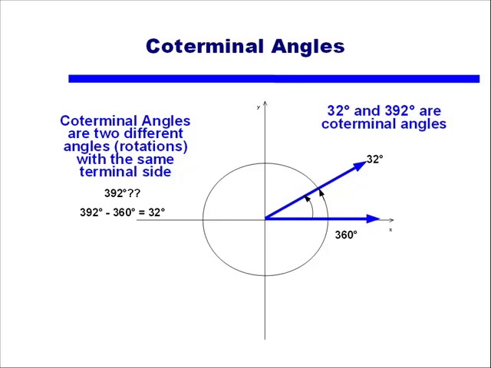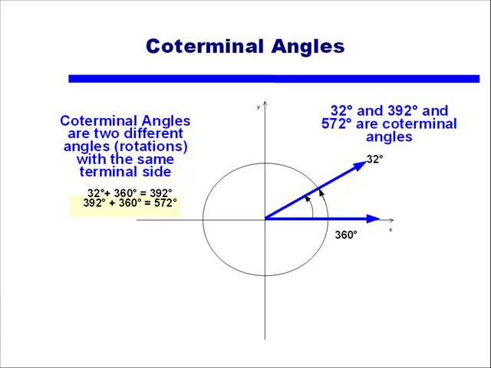They share the same initial side and the same terminal side. So 32 degrees plus a complete rotation of 360 degrees is equal to 392 degrees, its coterminal angle. Well, I don't have to limit myself to just one rotation. I could take my 392 degrees and add another rotation to that, and then I would end up with an angle of 572 degrees. And again, it would be coterminal with 392 degrees and 32 degrees.